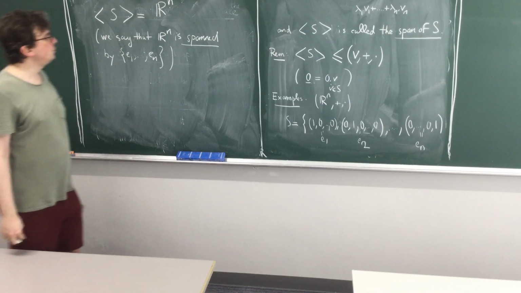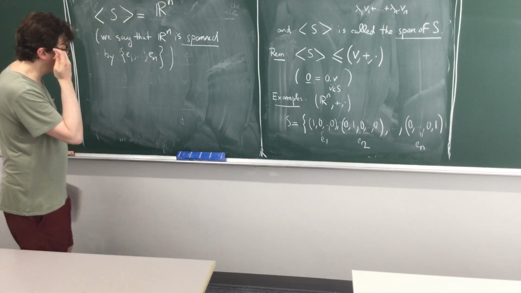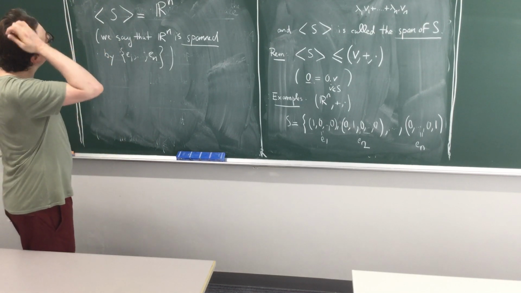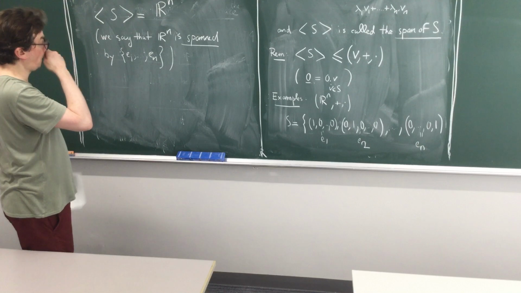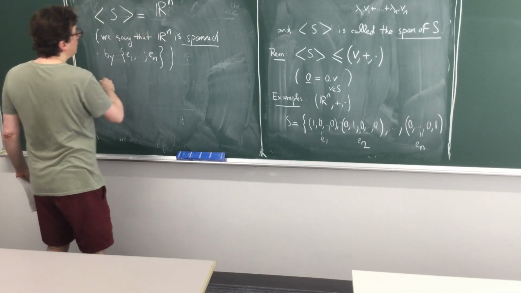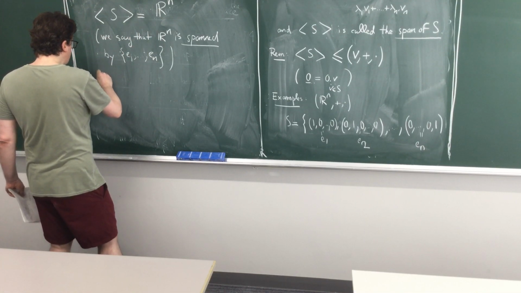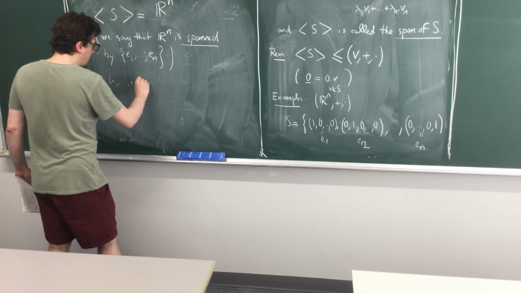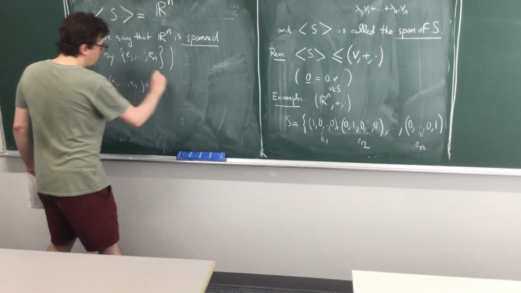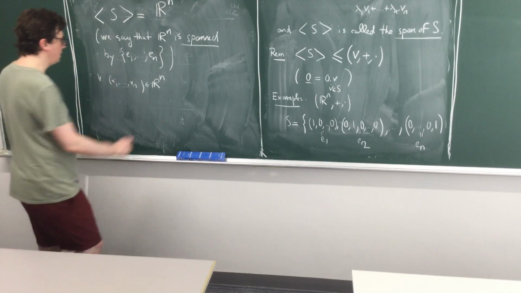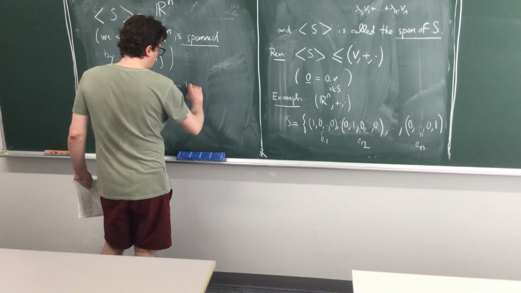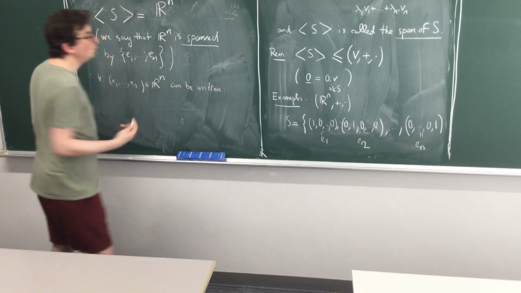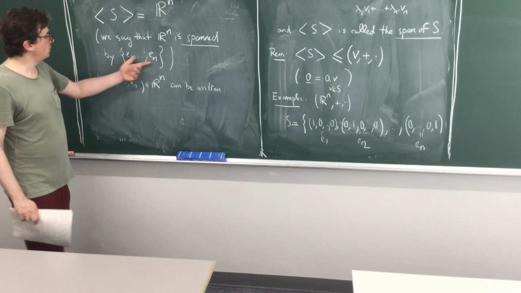All right, how do you prove this? Well, it's very easy. To prove this, we just need to remark the following. Any vector x1, ..., xn in the vector space R^n can be written as a linear combination of the vectors E1, ..., En.